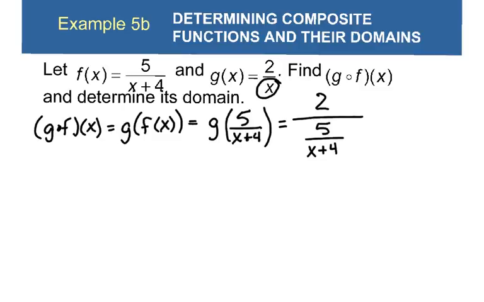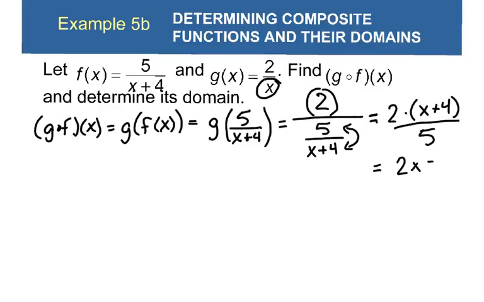Now, to simplify this, remember we can multiply the numerator here by the reciprocal of the denominator. So this one's not nearly as bad in simplifying. So we get 2 times x plus 4 over 5. And that simplifies to 2x plus 8 over 5.